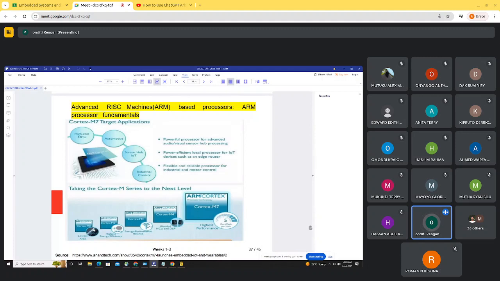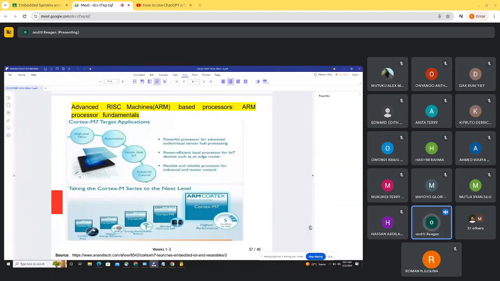So the Cortex M7 targets applications such as high-speed MCUs, automotive, sensor hubs, Internet of Things, and industry. These are some of the areas that highly target the ARM M version processor. It is a powerful processor for advanced audio, visual, and sensor hub processing, an efficient local processor for IoT, and a flexible and reliable processor for industrial and motor controls.